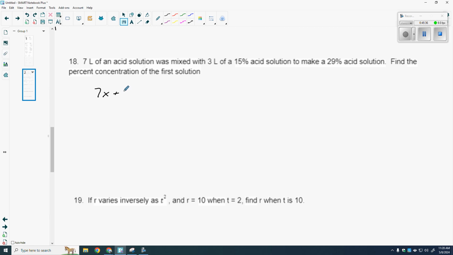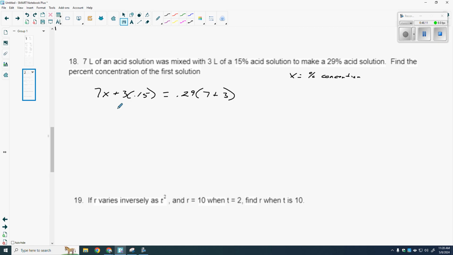3 liters of a 15%, so 3 times 0.15, to make a grand total of 29% of however much I have. Well, I had 7 liters to start with. I added to that 3 liters, and so I have 10 liters total. In the first solution problem, we wanted to know the amount we're adding, and now I want to know the percent of concentration. So my variable is going to be percent concentration for the 7 liters.